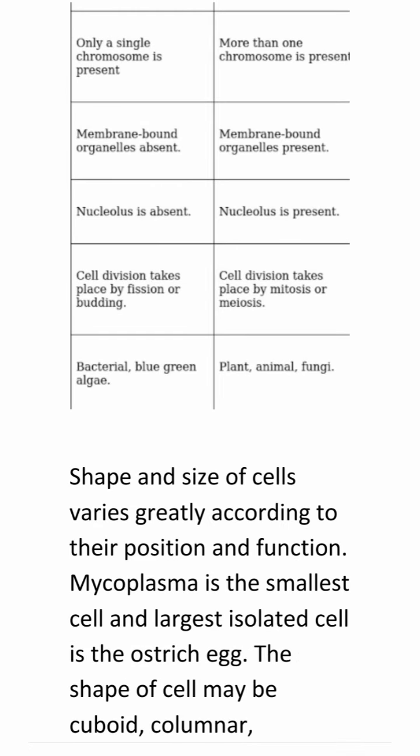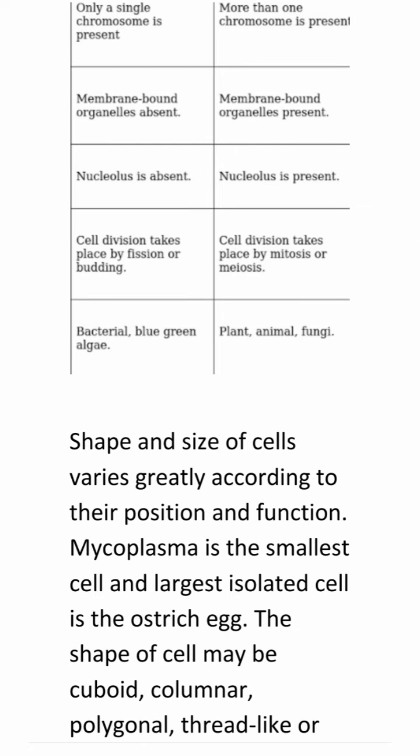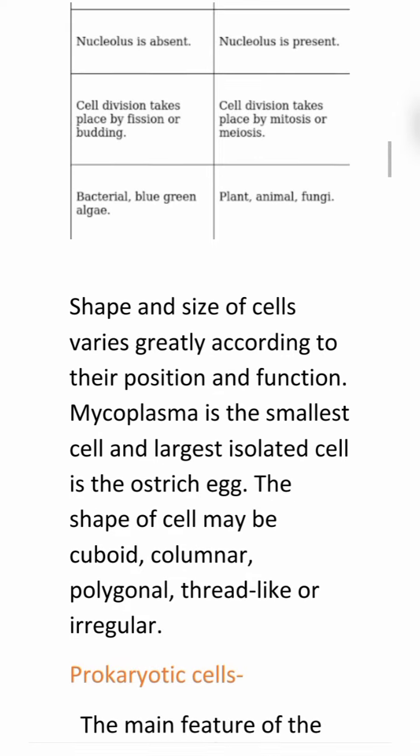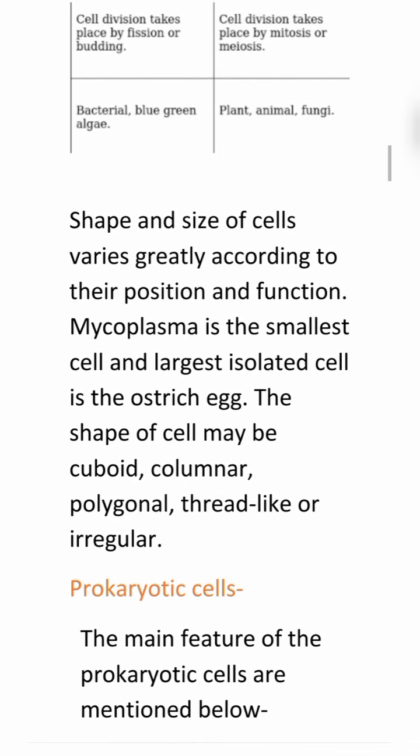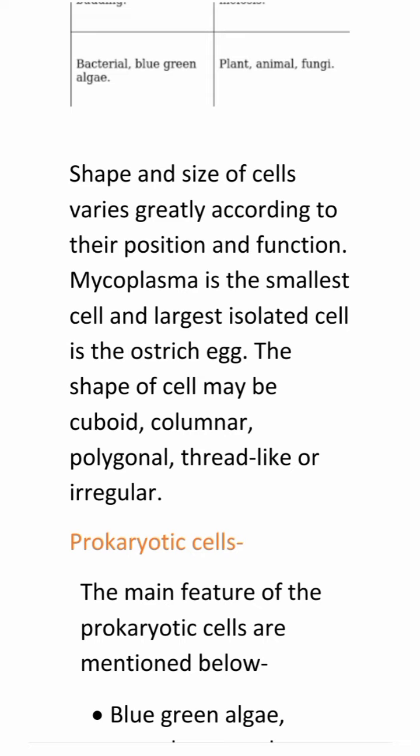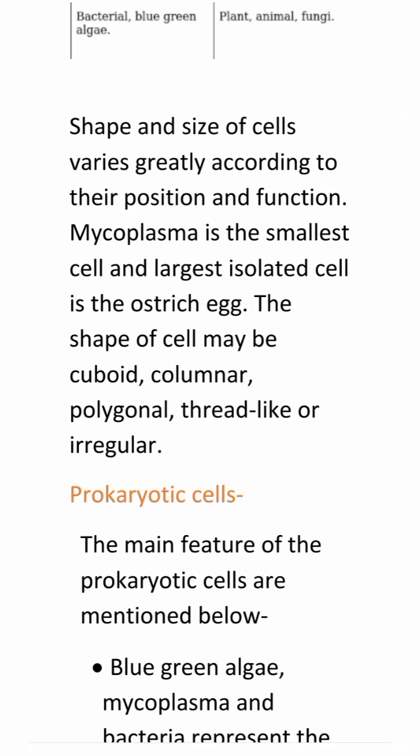Nucleolus is absent in prokaryotes, but it is present in eukaryotes. Cell division takes place by fission and budding, but in eukaryotes it takes place by mitosis and meiosis. It is present in bacteria and blue-green algae, but in eukaryotes it is present in plants, animals, fungi, etc. Shape and size of cells vary greatly according to their position and function. Mycoplasma is the smallest cell and the largest isolated cell is the ostrich egg.